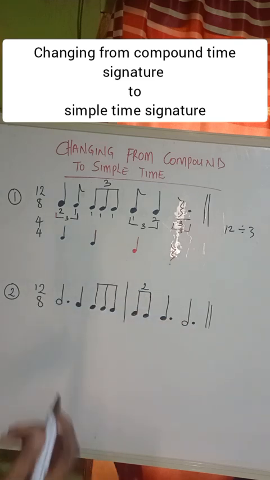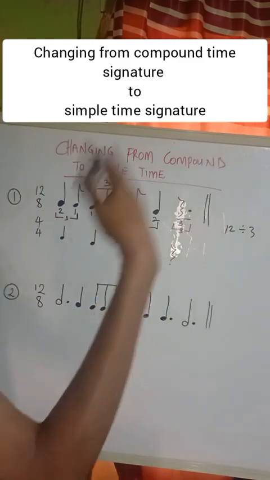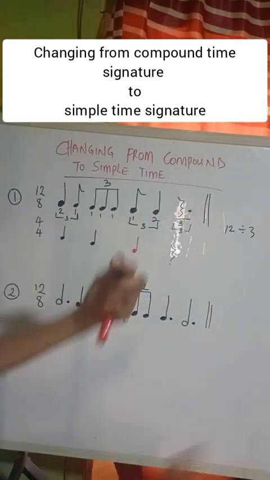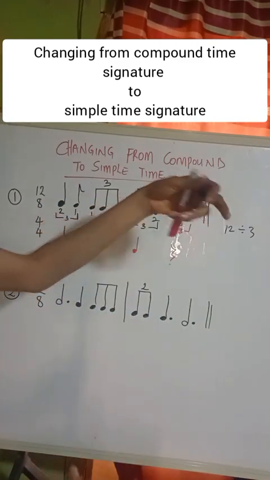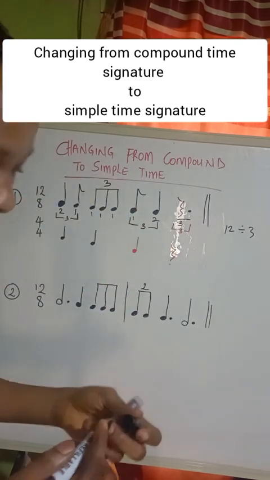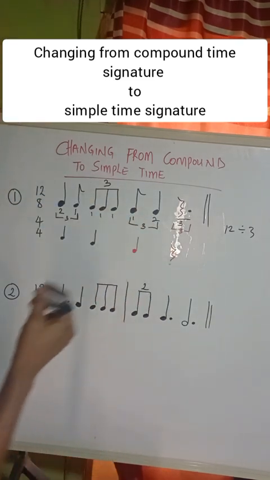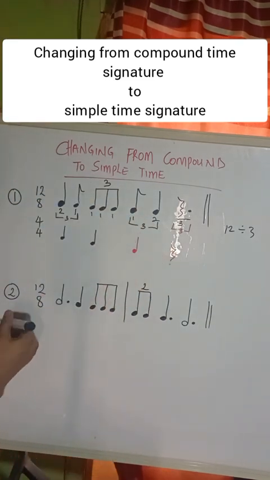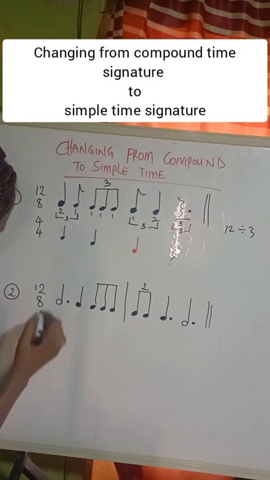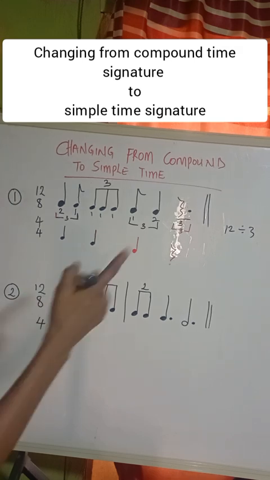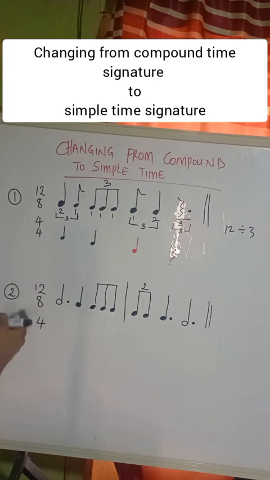Once you see changing, if you're changing from simple to compound time, what you do is different. But since you're changing from compound to simple, what you do is the above number you divide by 3, and that's 12 divided by 3 is 4. And the below number you divide by 2, which we still have 4. So let's see what we are going to do here. And the same thing.